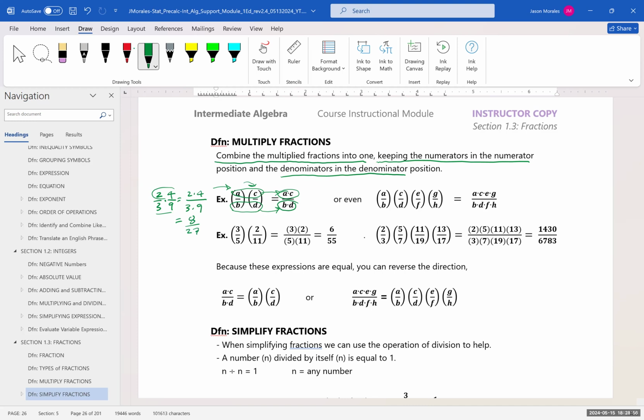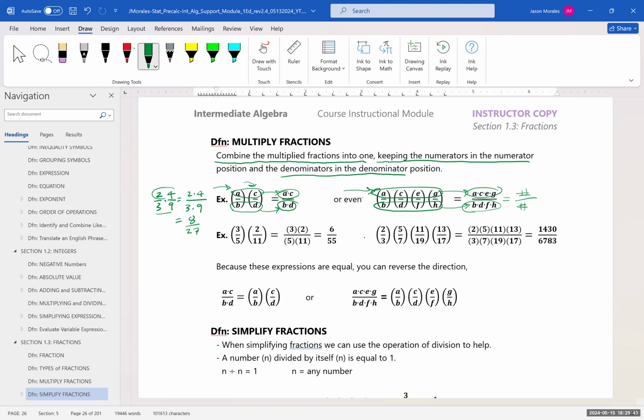And this is also true if you're multiplying more than two fractions together. So here's an example where we're multiplying 4 fractions together. It doesn't matter if it's 4 or 6, 10, 12, or 100 fractions. You just multiply all the numerators together, keeping them in the numerator, and then multiply all the denominators together and keep those in the denominator of the product. And whatever this numerator product comes out to be, that's what you get. And then whatever this denominator product comes out to be, that's what you get for the denominator in your product.